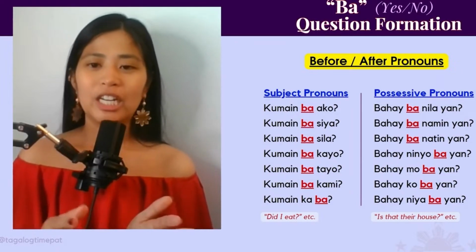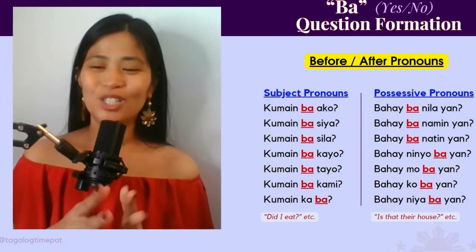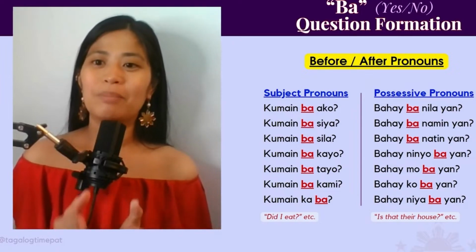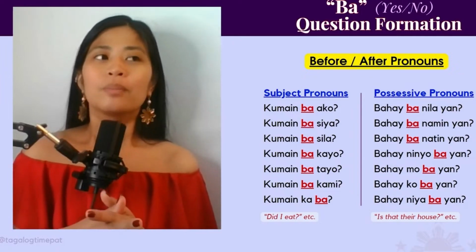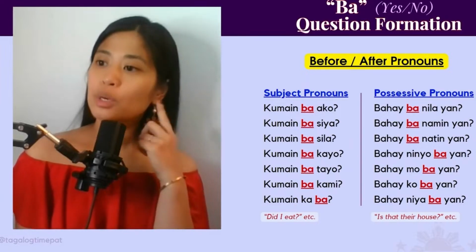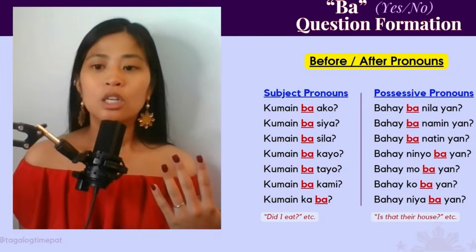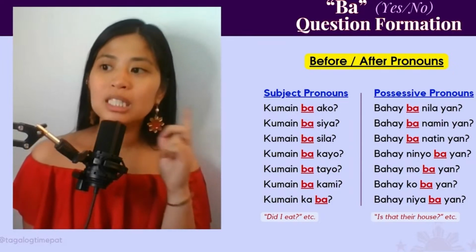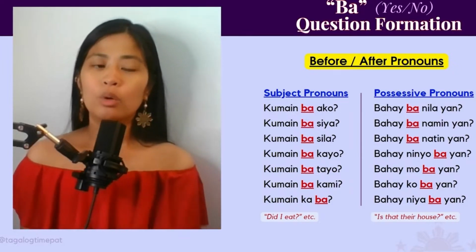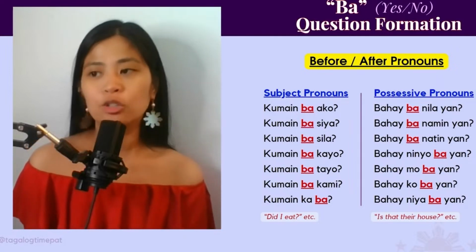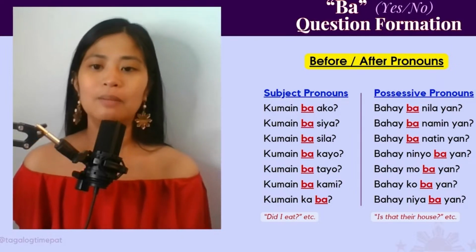So it's tricky. This slide is just to show you that it can be tricky when using ba and pronouns. I would say practice it. Also listen to native Tagalog speakers or listen to Tagalog movies and you will hear where ba naturally goes. Okay?